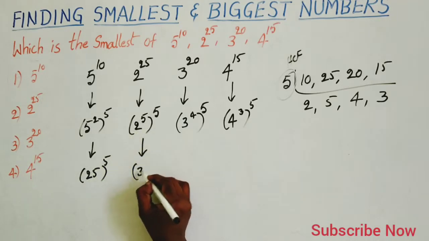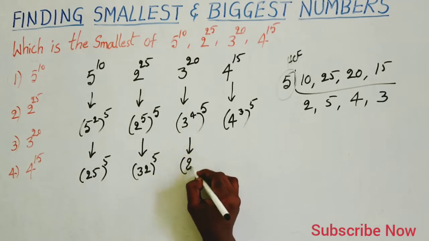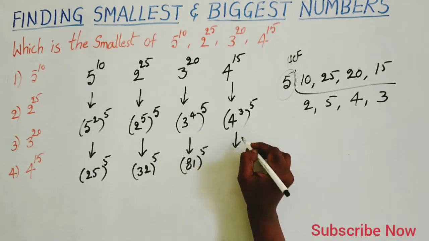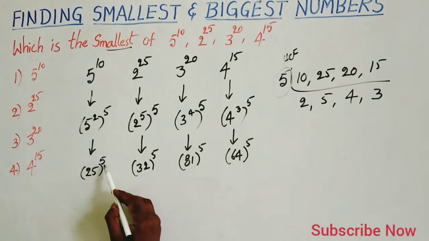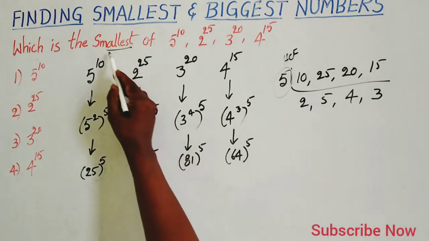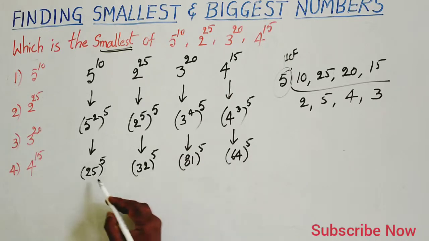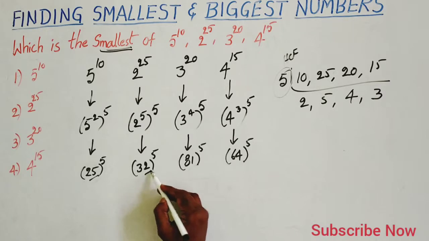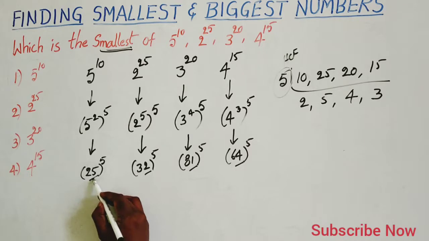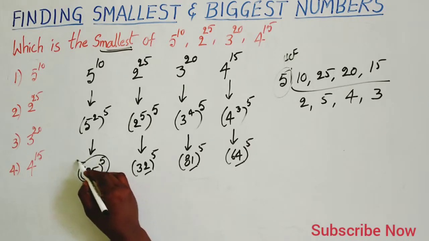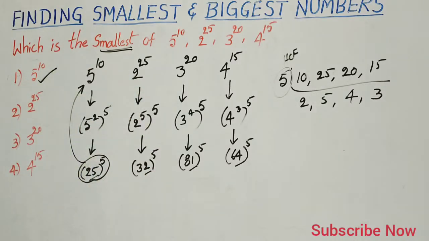and 2 power 5 is 32 power 5 and 3 power 4 is 81 power 5 and 4 cube is 64 whole power 5. Here all the powers are equal and we need to find the smallest number. So the number with the smallest base will be the smallest number. Here what are the bases? 25, 32, 81 and 64. Among these four, 25 is the smallest number. Therefore 25 power 5 is the smallest one. That means 5 power 10 is the smallest number.